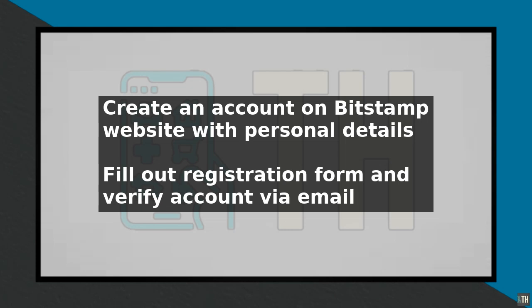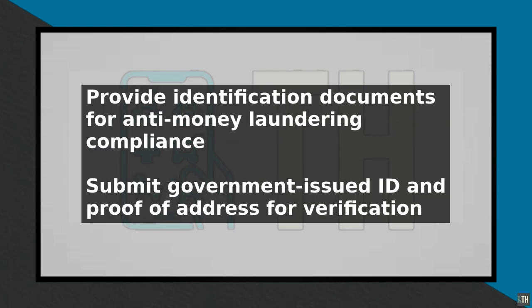After verifying your account, you need to provide identification documents to comply with anti-money laundering regulations. This typically includes a government-issued ID, proof of address, and a selfie holding your ID. The verification process can take a few hours or days, depending on the workload of the Bitstamp team.